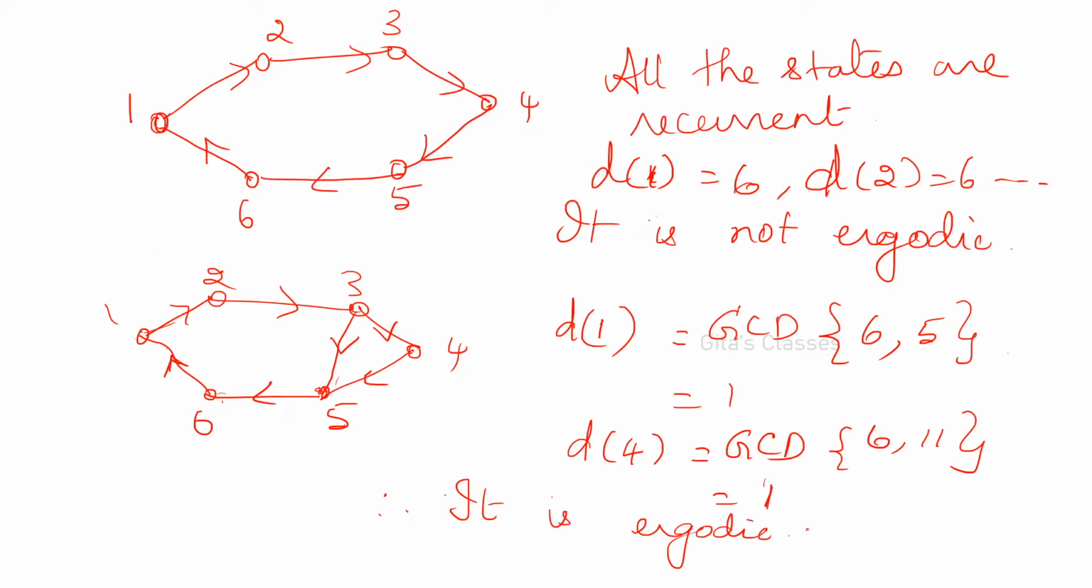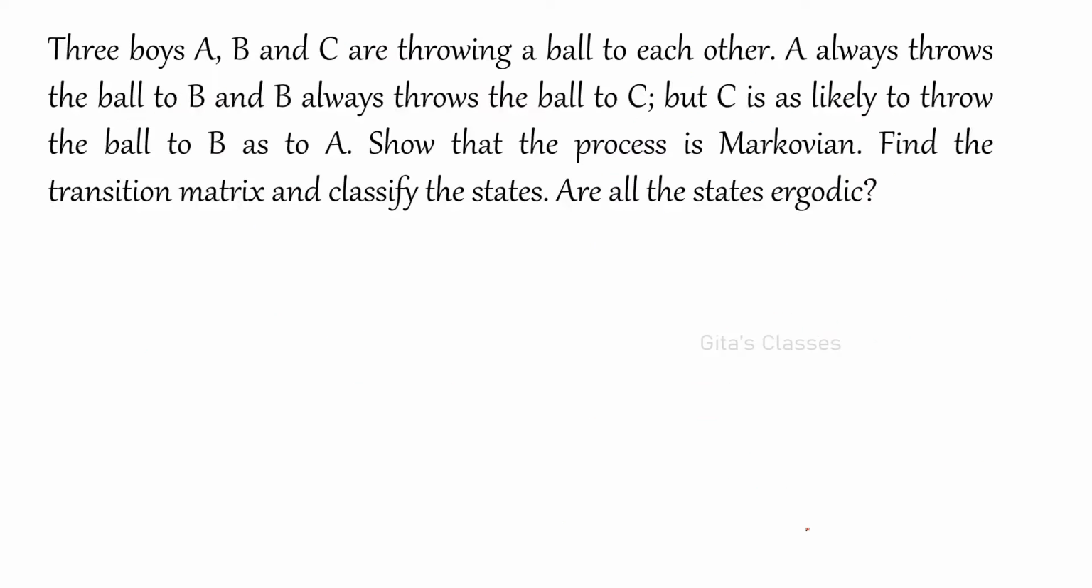Understood? So next I'll give you one problem. This was asked in the previous year. 3 boys A, B and C are throwing a ball to each other. A always throws the ball to B and B always throws the ball to C. But C is as likely to throw the ball to B as to A. Show that the process is Markovian. Find the transition matrix and classify the states. Are all the states ergodic?